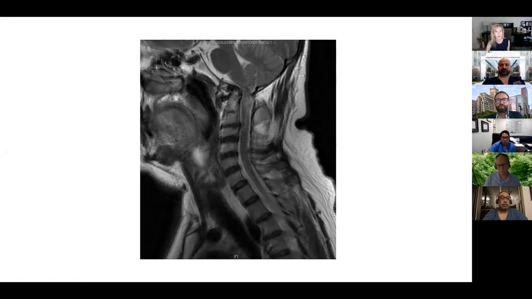So what would we do for this patient? This patient obviously has central cord syndrome, or what we call cruciate paralysis. And what are the next steps? What do we want to do?